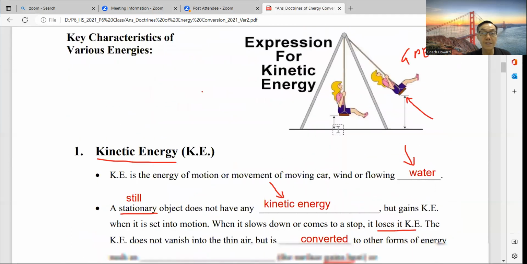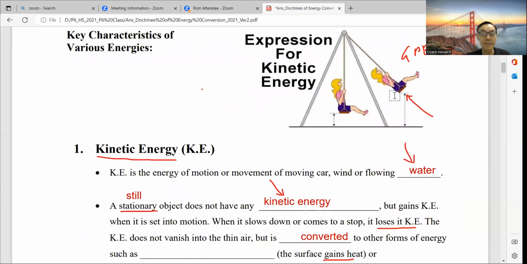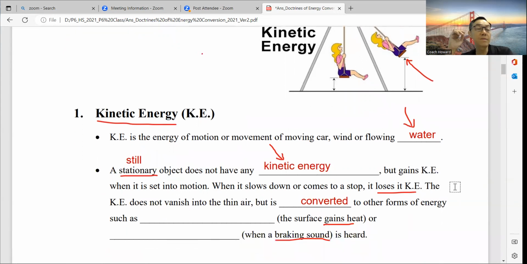Okay, kinetic energy is commonly tested in PSLE. Why? Because it occurs almost every day. You can see things in action. Kinetic energy is the energy of motion or movement, like a moving car, wind, or flowing water. So you can see a moving car. I use a moving car because it's a solid. So when you see a solid moving, it is kinetic energy.